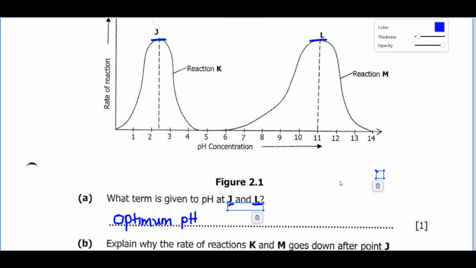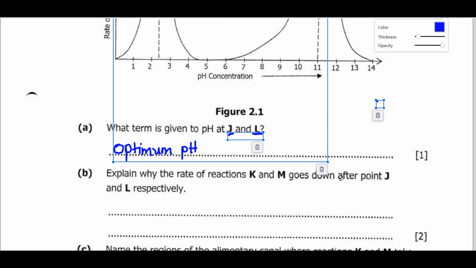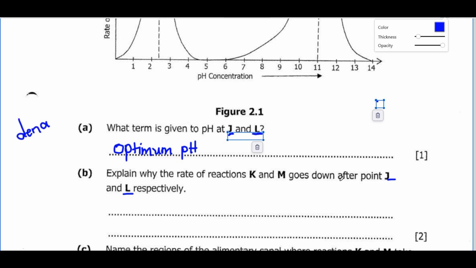Then we can now move on to question B2, where we are told to explain why the rate of reactions K and M goes down after points J and L respectively. So now after the optimum pH, why did the two reactions go down? So that's what we want to look at here. We need now to bring in the concept of denaturing. After the optimum, the enzymes become denatured.